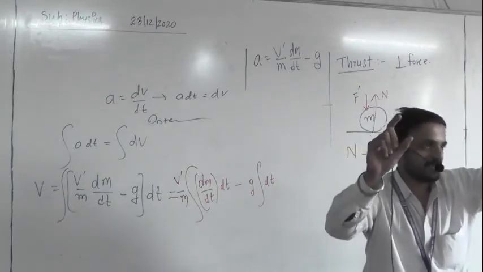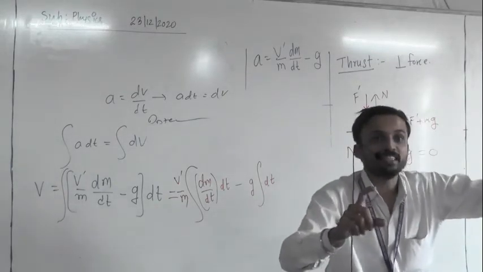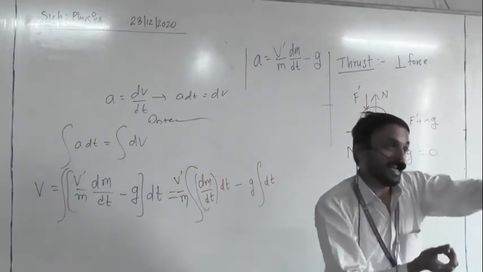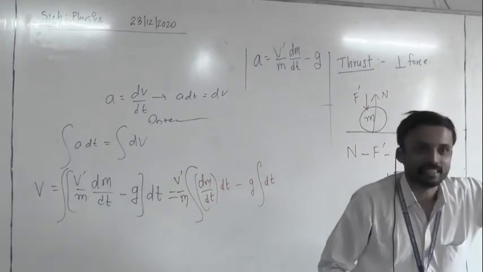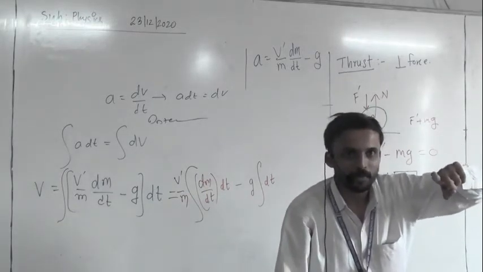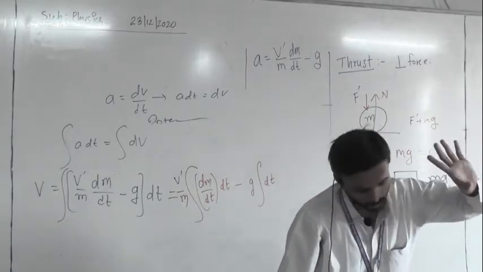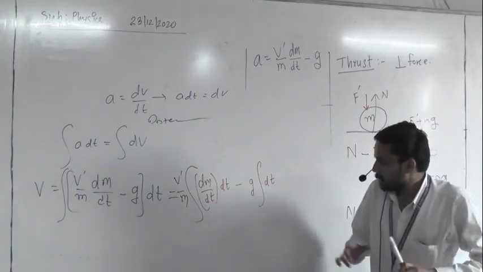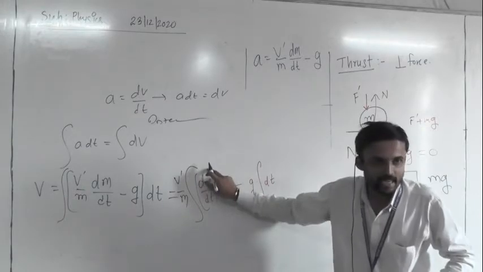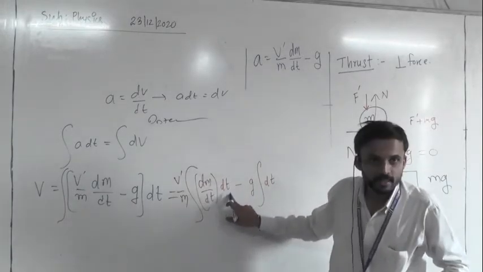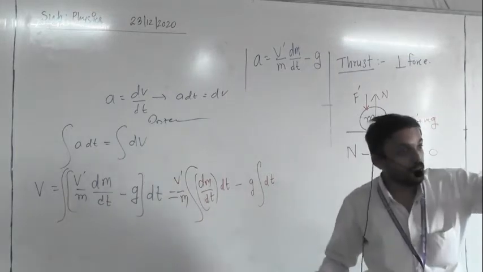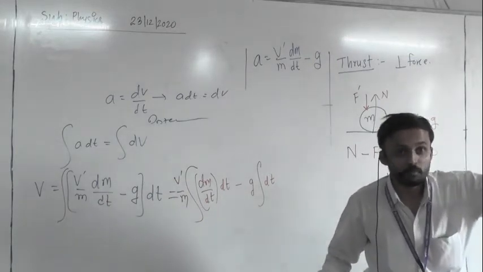If y is equal to f(x), then y dash will be f dash, the differentiation. So if I take integration of f dash dx, then once again I am getting f(x). Similarly, if it is integration of dm by dt dt, then it will be m only.